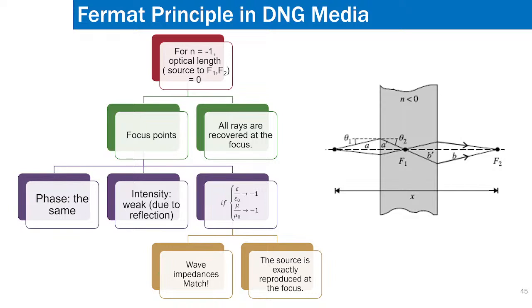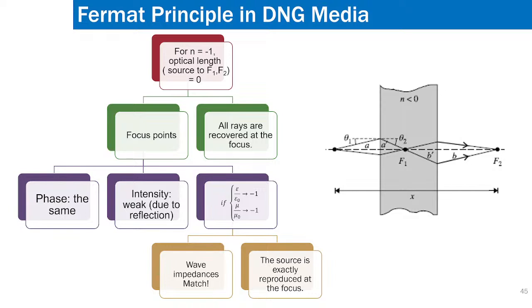Now, suppose n is equal to minus 1, under the condition that epsilon by epsilon 0 is equal to minus 1 and mu by mu 0 is equal to minus 1. They can be different with their product equal to minus 1, but let us consider this: epsilon by epsilon 0 is minus 1, mu by mu 0 is equal to minus 1.